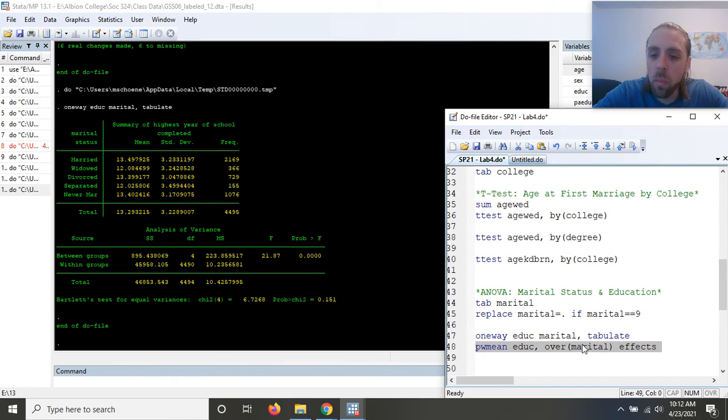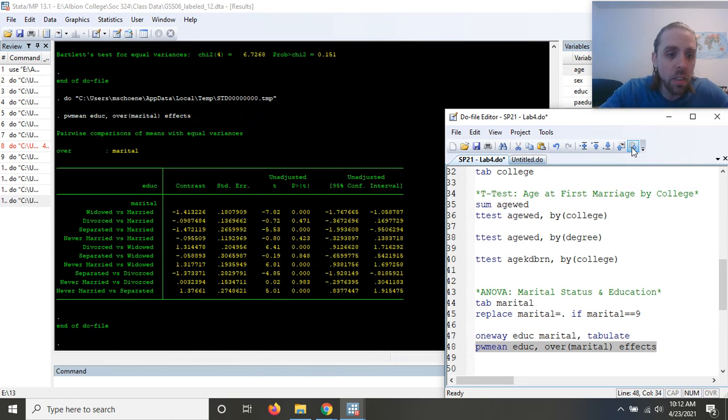A way to add a little more detail to this would be to use the pwmean command. All that stands for is pairwise mean. What that does is it tries to use the logic of regression to understand which group's mean actually differs from the other group mean. Like what's really driving the issue here.